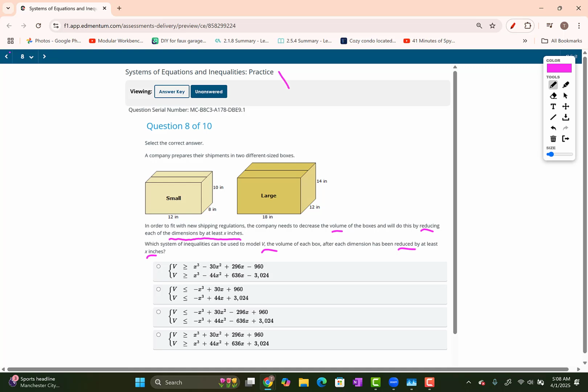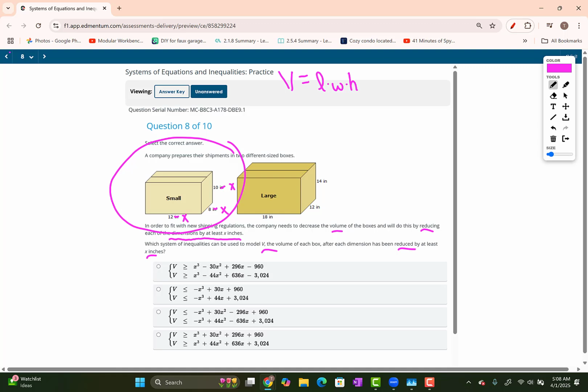So first off, the volume of a box is length times width times height. Let's take one box at a time. Let's take a small box. So we're reducing each dimension by X. So what operation do we use when we reduce? Well, we subtract. So that 12 inches we're reducing by X inches becomes 12 minus X, 8 minus X and 10 minus X. So that's my new length, width, and height.